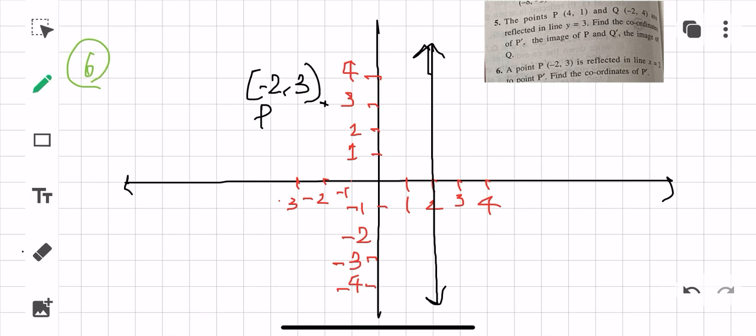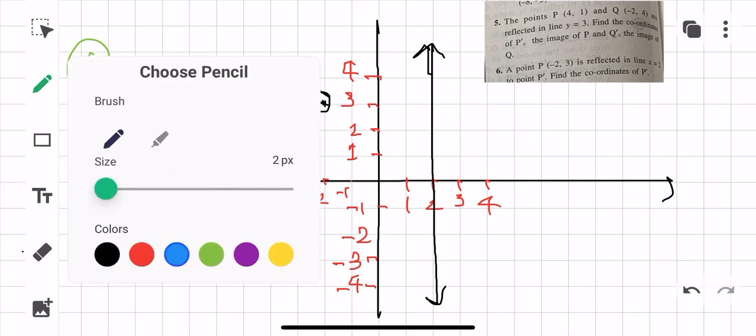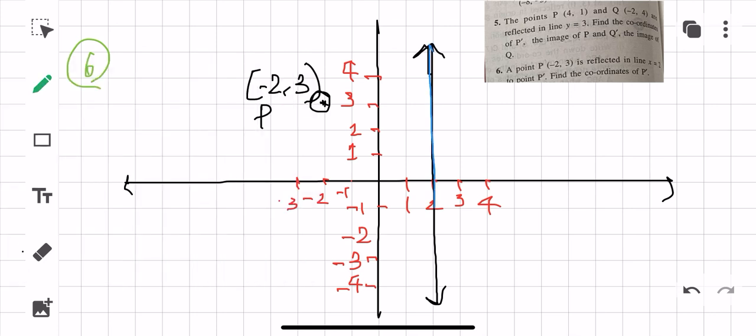And then children, clearly here what you have to do, see, this is the point. Then how are you going to find out its reflection? Remember that this particular line is acting as a reflecting surface. So here you will be just joining these points, and you can see how many blocks, children. 1, 2, 3 and 4. So 4 blocks here also you will be seeing. 1, 2, 3, 4. So this way it will be here.